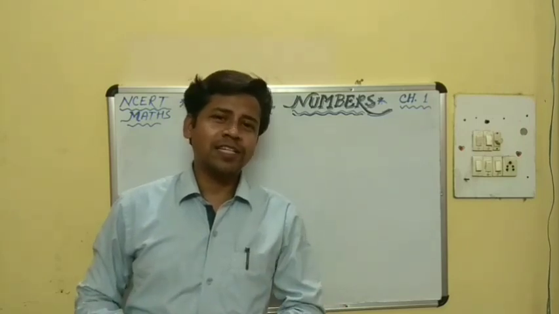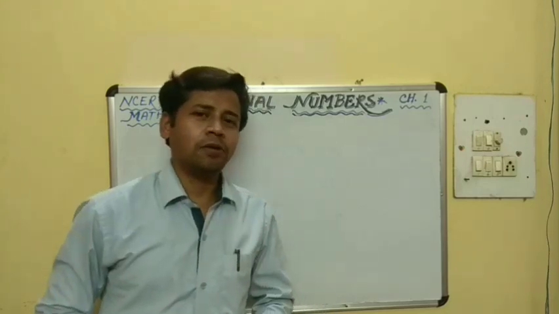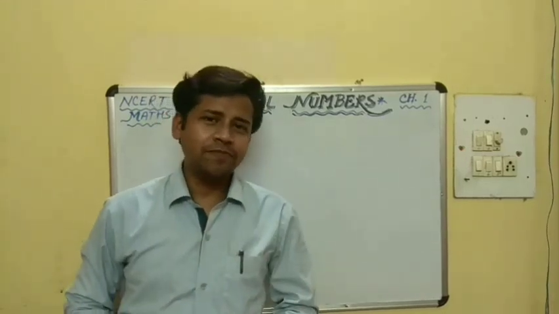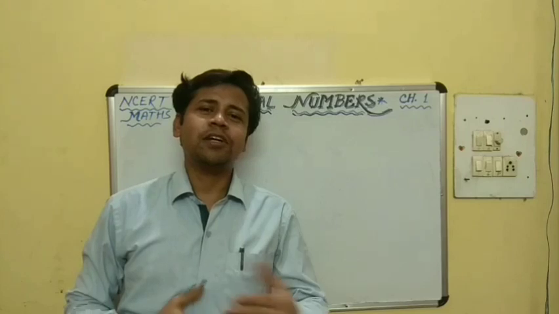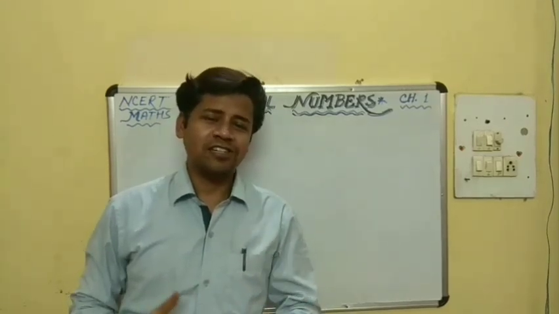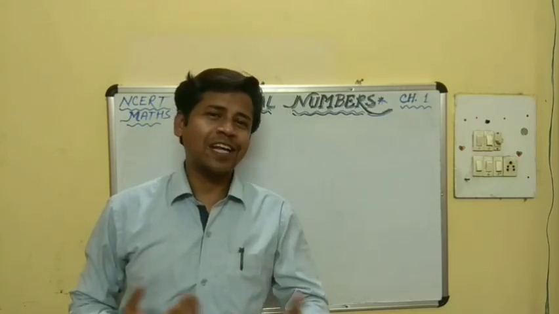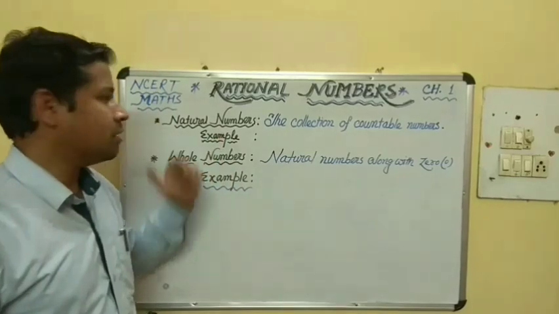Today we are going to discuss NCERT Class 8 Mathematics Chapter 1, Rational Numbers. Before starting this chapter, we will discuss some terms which we have already learned in previous classes, such as natural numbers, whole numbers, integers, and such terms. So let's start with natural numbers.